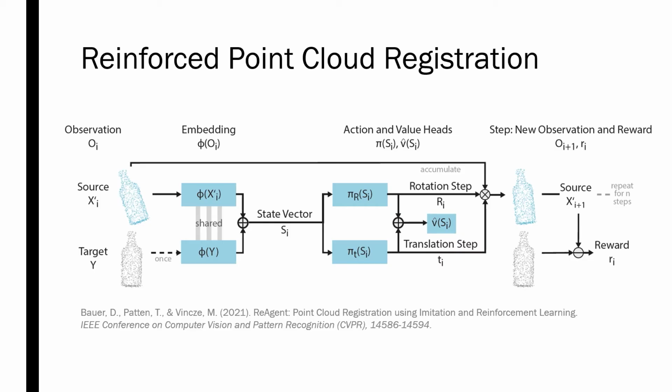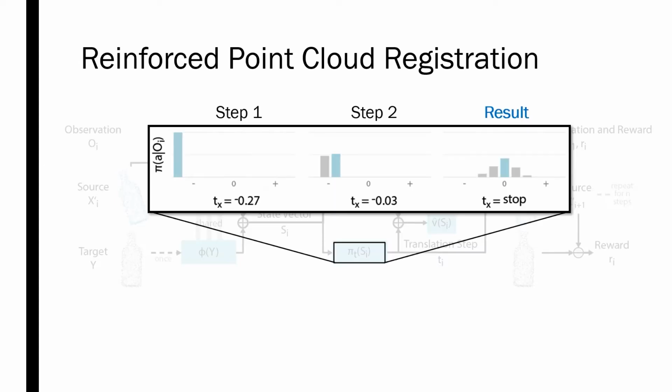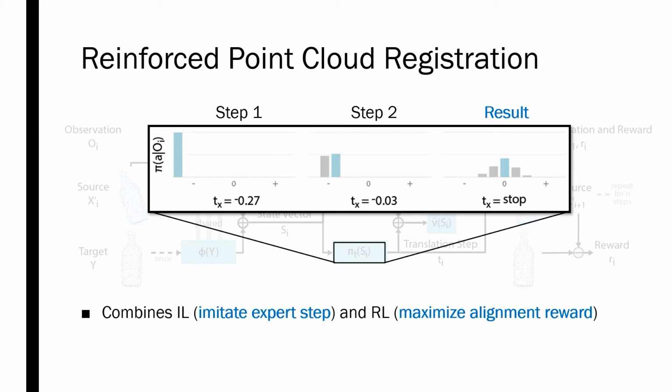Given a pair of misaligned point clouds, we compute a global feature representation for each using a PointNet-like embedding. Based on the resulting state vector, two policy heads predict a discrete distribution over registration actions. As the registration converges, the policy selects smaller steps and eventually stops. We train the resulting agent by a combination of imitating an expert policy while maximizing a symmetry-aware alignment reward.